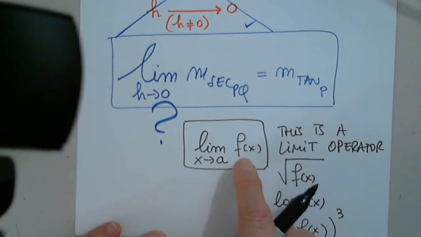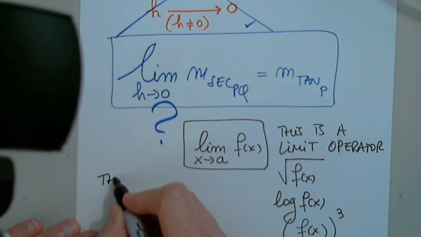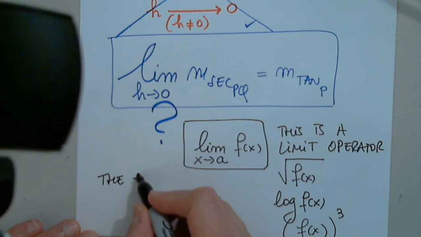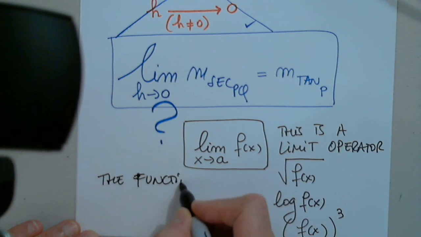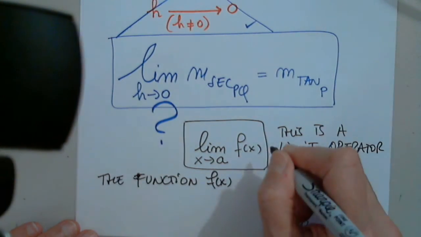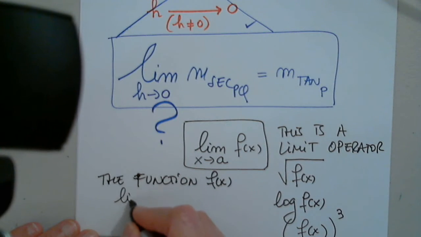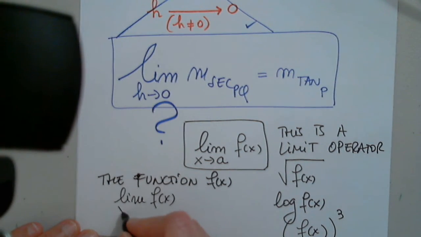What does this mean? It means that the function f of x, I'm sorry, I should have finished it. Let me write it here: the limit of f of x as x approaches a is L.